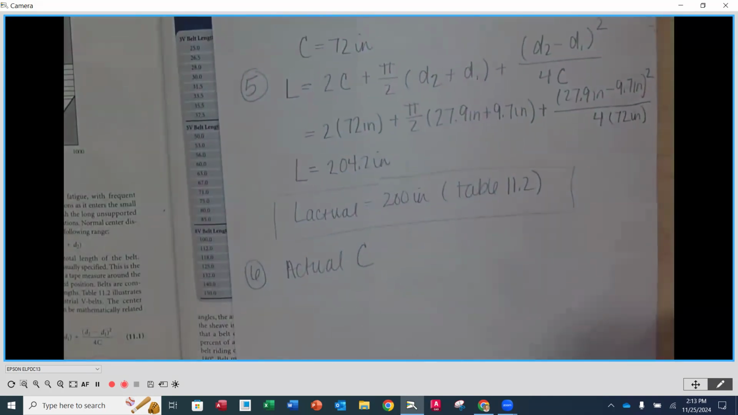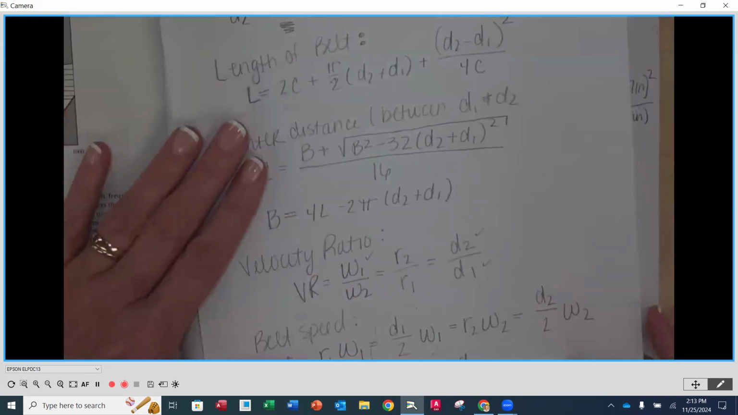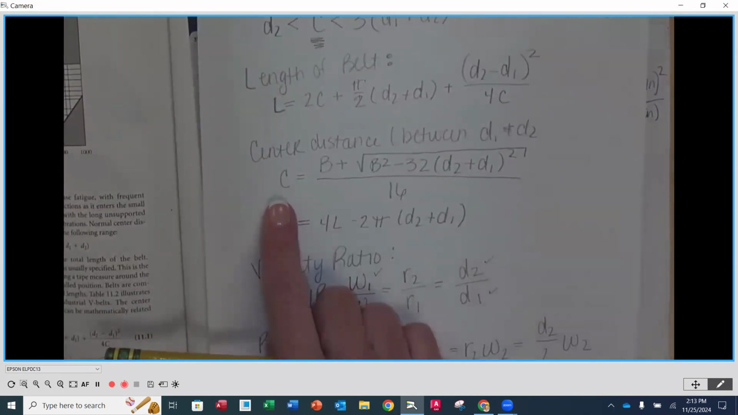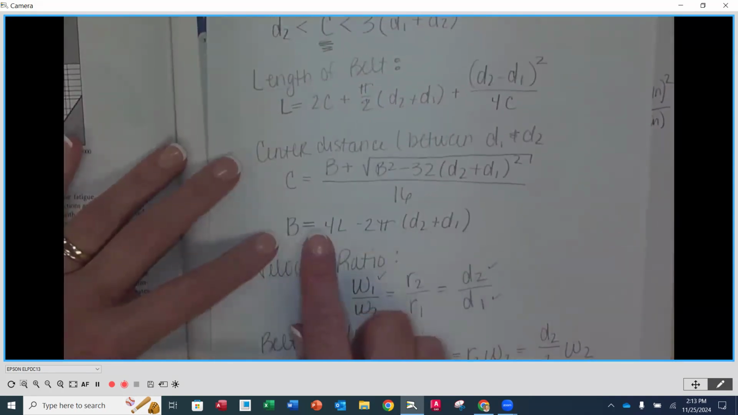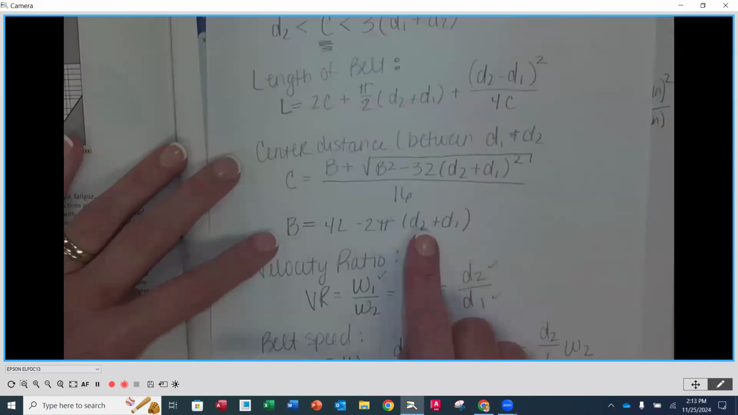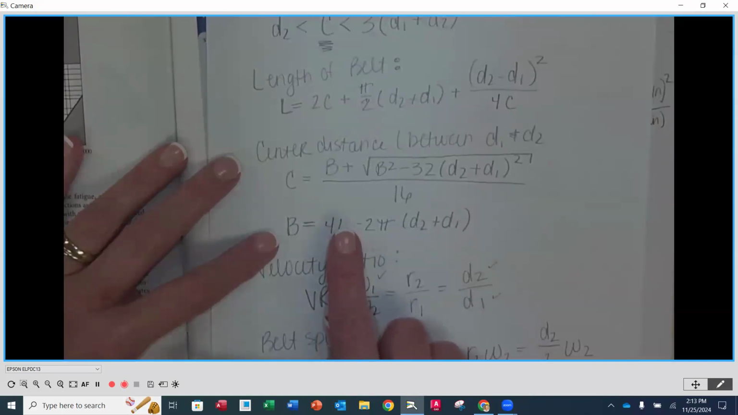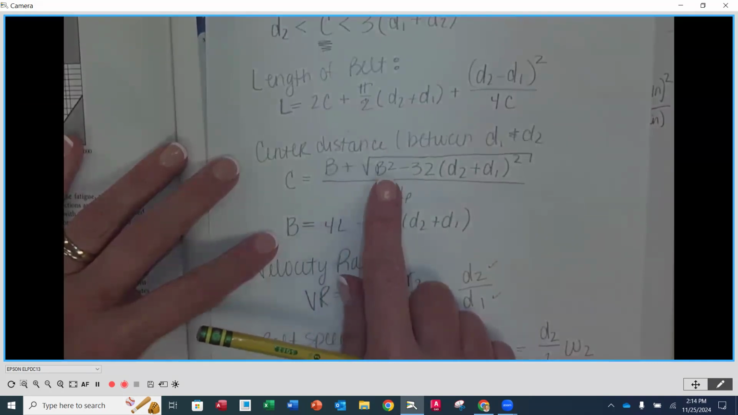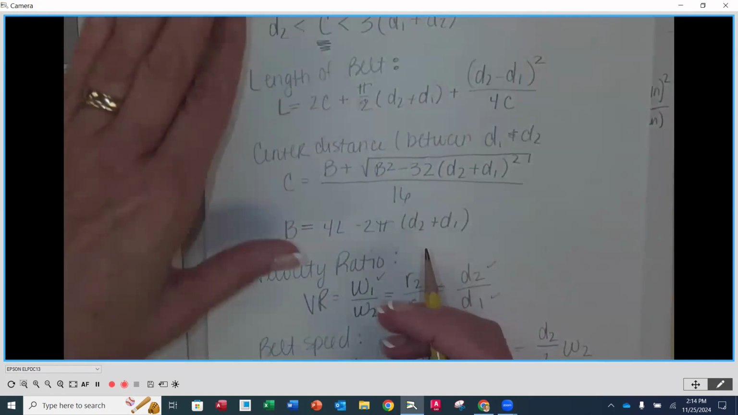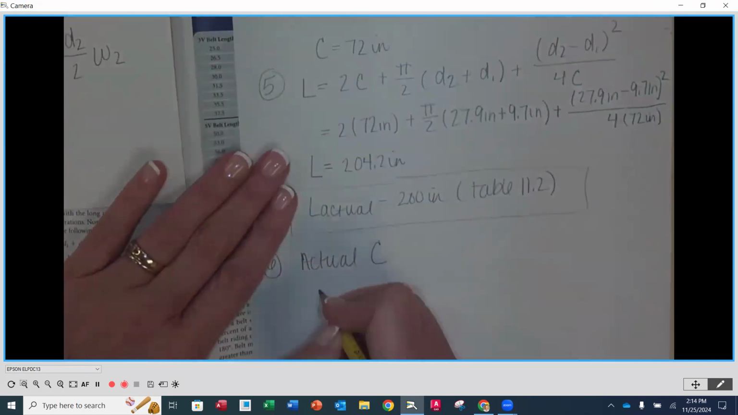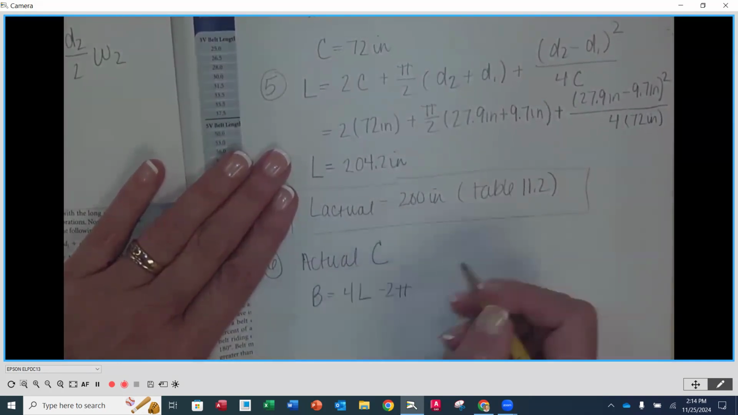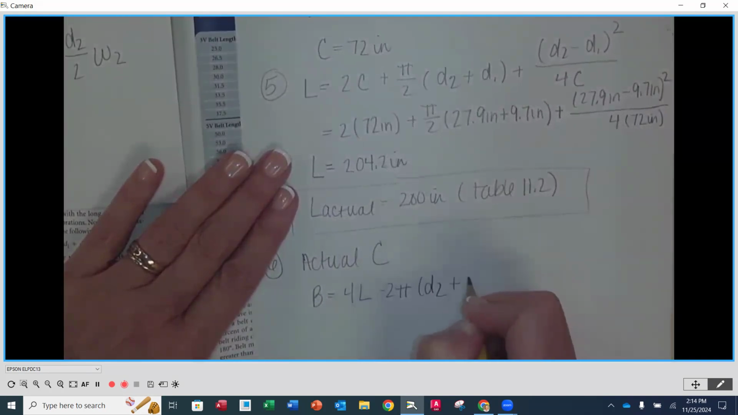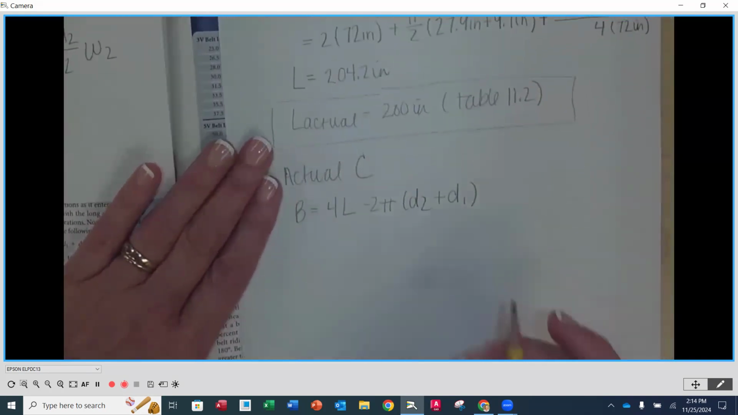Okay. So we're going to go back to over here and we're going to calculate our center distance. But remember these B's in here, they are using this equation right here. So you have to calculate B first and get a number for that based on the 200-inch length that we just chose. Okay. And then we're going to use that B up in the equation here. So I'm going to calculate our B first. B is equal to 4 times L minus 2 times pi times D2 plus D1. Okay. So let's get our B.